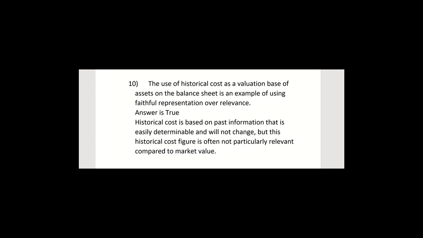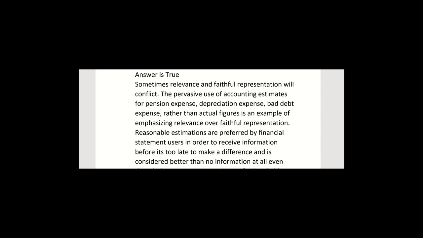So in the last two questions, this one and the one before, we saw a conflict between relevance and faithful representation. In number 10 here, we chose faithful representation over relevance. Back in number 9, we chose relevance over faithful representation. Let's look at 9 again. 9 says the pervasive use of accounting estimates for pension expense, depreciation, bad debt expense, the estimates rather than the actual figures. That's an example of emphasizing relevance over faithful representation. And that's true because we do use estimates in GAAP. So 9 and 10 were good examples of where faithful representation and relevance might conflict.